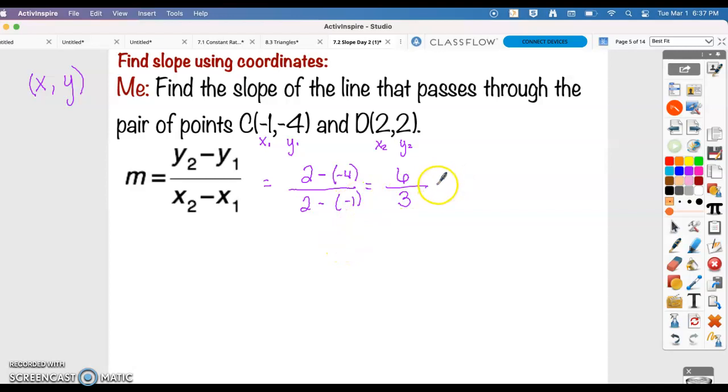We talked about this earlier in the week. We want to simplify this down. 6 divided by 3 is actually 2 over 1, or just 2. So on this graph, what it would look like is this graph is going up 2 and then right 1. So this would be a positive slope going upwards.